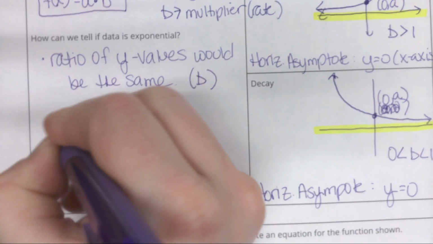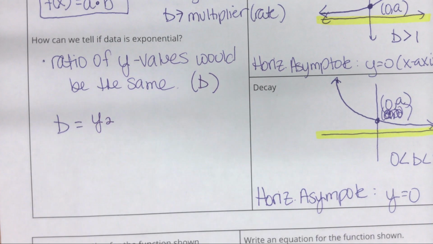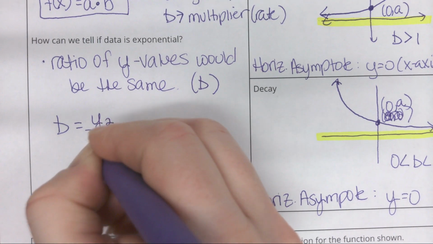So what I mean by that is, to find b, you can take any y value, I'm going to call it y sub 2, and divide it by the previous y value, y sub 1.